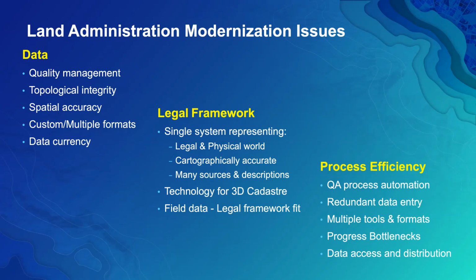Now, from a process efficiency point of view, you may have inadequate automation of your QA process. You may find that data is being re-entered where you will have data redundancy, or you may have too many tools and formats to contend with, which makes the process inefficient. You might not be able to properly monitor work being done, so you will develop progress bottlenecks. And you may also have issues relating to accessing data and distributing data. For example, you might be on an internal network while having external workers requiring access.